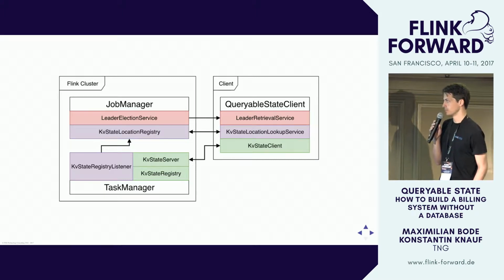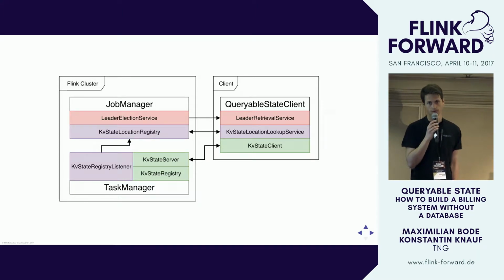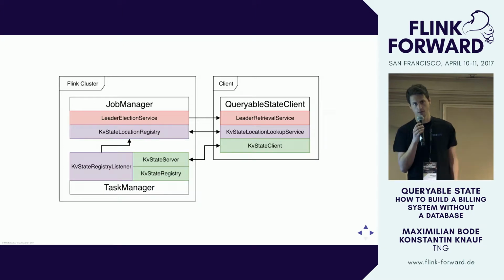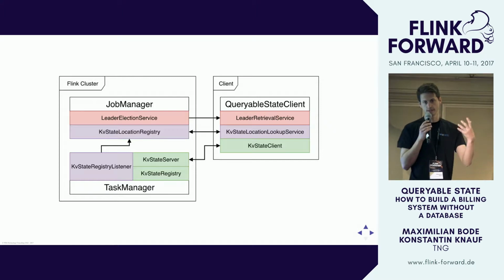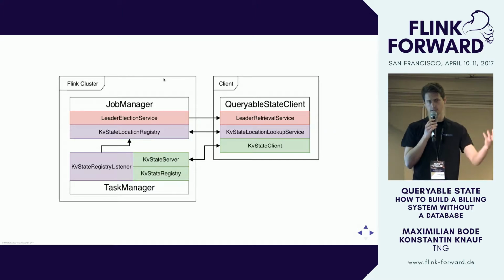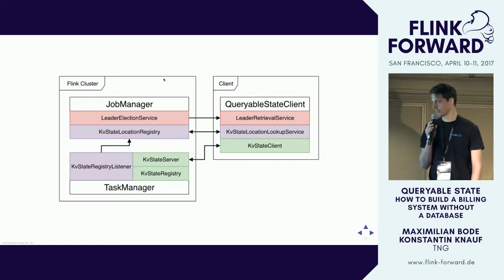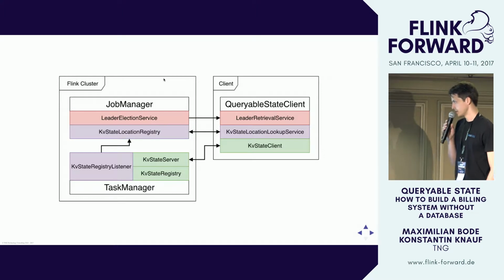So there's also a leader retrieval service in the queryable state client, which is called whenever there is a job manager high availability failover. So then the queryable state client knows which is the active job manager, asks the job manager for the location of the state, then asks the task manager for the actual value of the state. Yes, that's basically all it is.